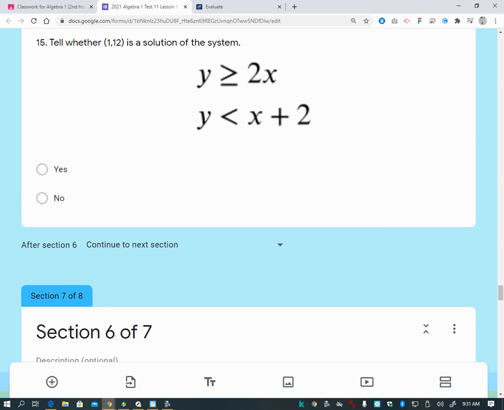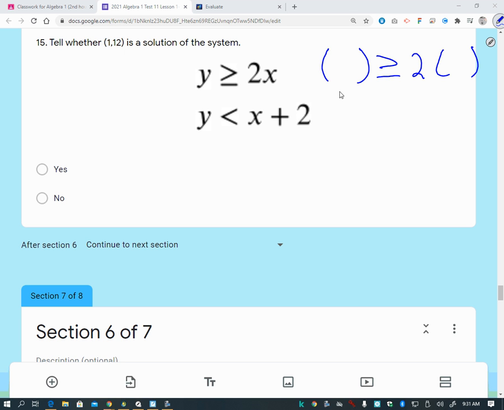Number 15: Tell whether (1, 2) is a solution to the system. Derike, how can I check that? Plug in 0. No, we're not looking for the x and y intercepts. Cooper? Okay. So am I going to do that on just one of these or both of these? Both of them. All right, so let's start with this.